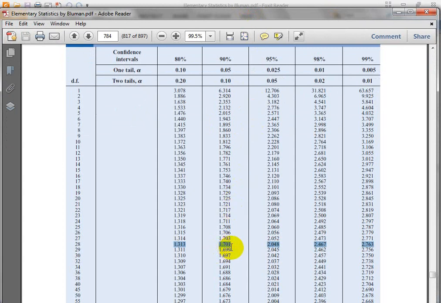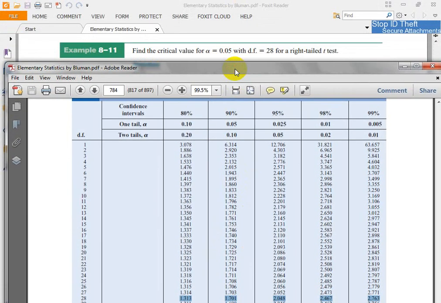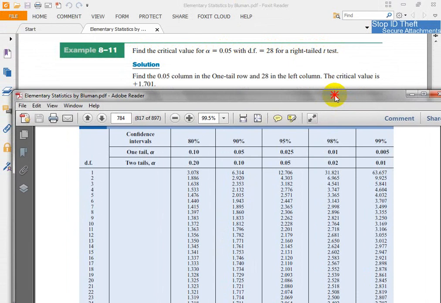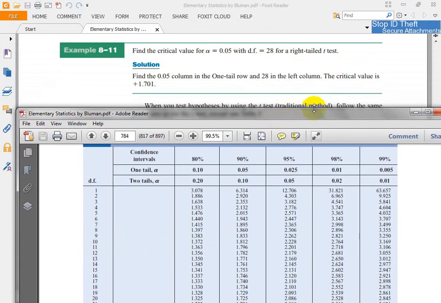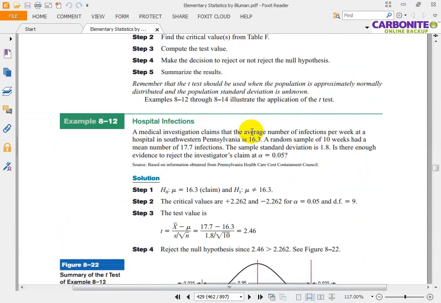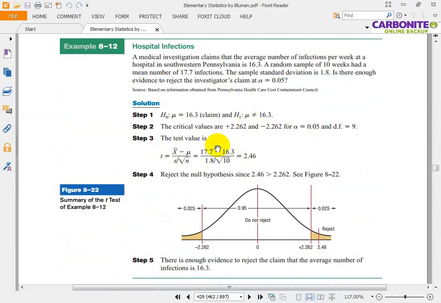I'm getting this 1.701. So the critical value for alpha 0.05 with the degrees of freedom 28 for a right tailed T test: find the 0.05 column in the one tail row and 28 in the left column. The critical value is plus 1.701. Okay, done. So 28 is there and 1.701 is here. So how to find out the respective T value? The same type of formula is there.